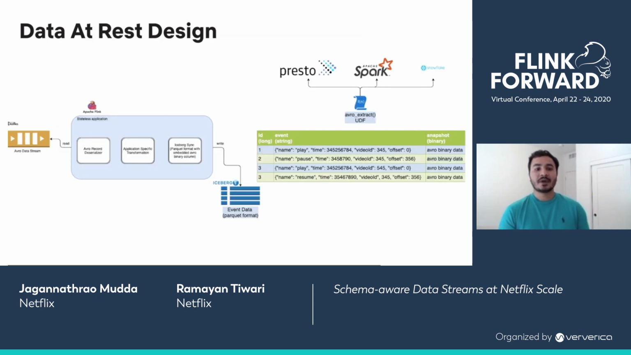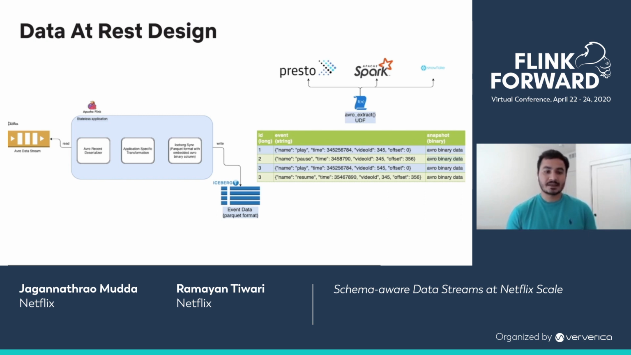This diagram depicts the actual interaction among data streams, Flink applications, and our data warehouse. The stateless Flink job reads raw events from a Kafka stream, invokes Avro serializer, and applies some application-specific transformation before these events are moved to the next Flink operator, which is responsible for writing these events to our data warehouse.